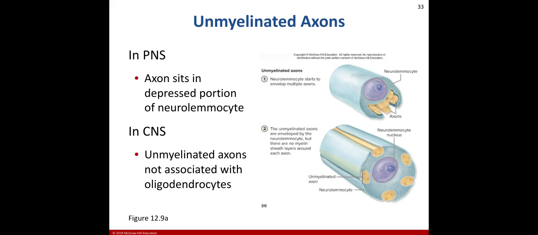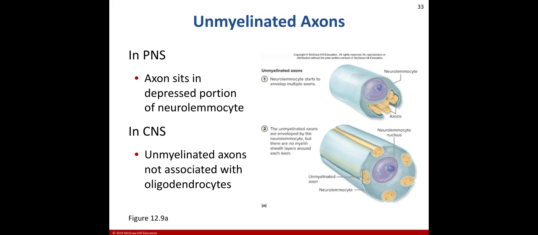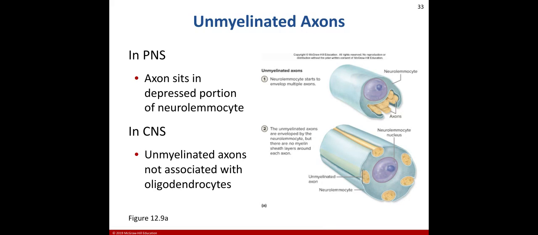So there are unmyelinated axons. In the peripheral nervous system, the axon is going to sit in a depressed portion of that neurolemmocyte. So it sort of fits in here like, if you're taking a stick and putting it through some Play-Doh or something. So it's not totally wrapped and encased. It's just kind of laying in there. And then in the central nervous system, the unmyelinated axons just aren't associated with oligodendrocytes. They just don't have an association.